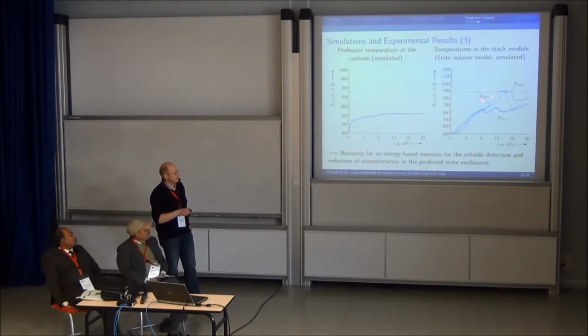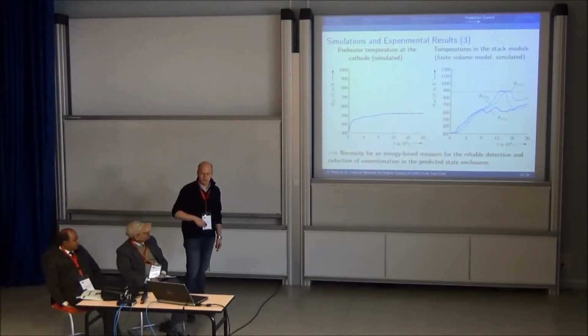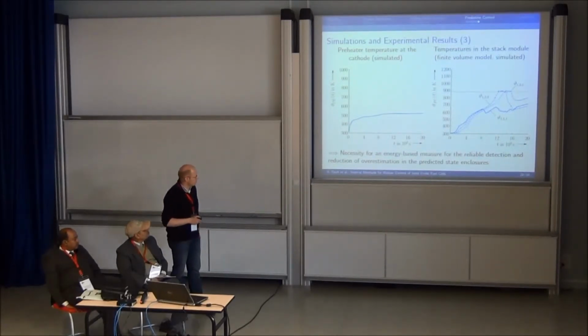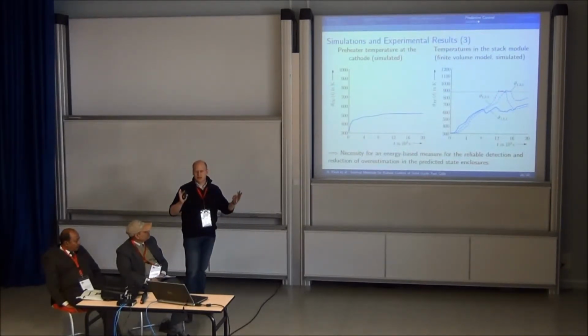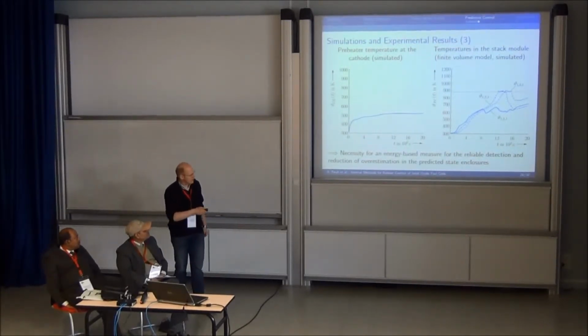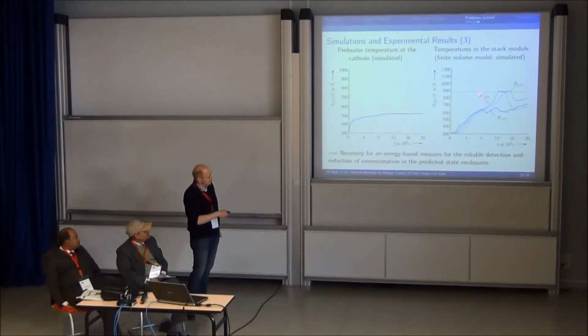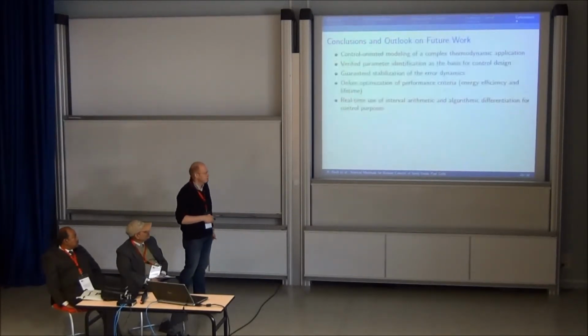What cannot be tolerated is large overshoots here. If you don't use this control strategy, you get overshoots of more than 100 Kelvin, and this leads to the danger of destroying the fuel cell stack module. And just to give you a number, the stack module has an electric power of 1.5 kilowatts, and it costs about 60,000 euros. That means this is certainly something that is worth investigating, preventing this overshoot.